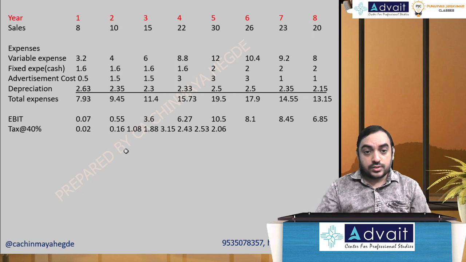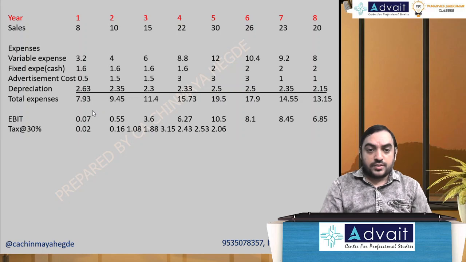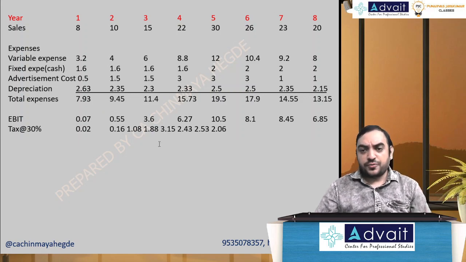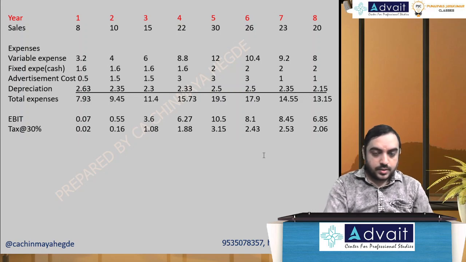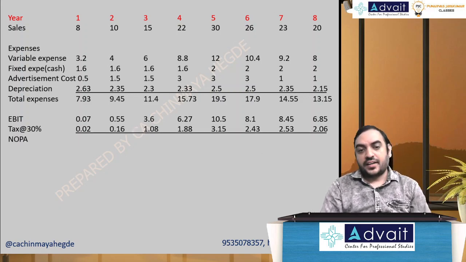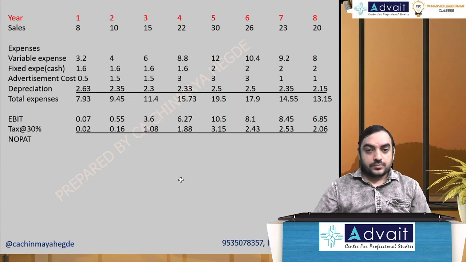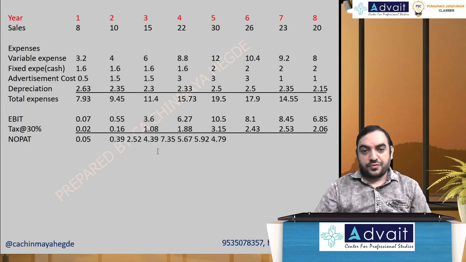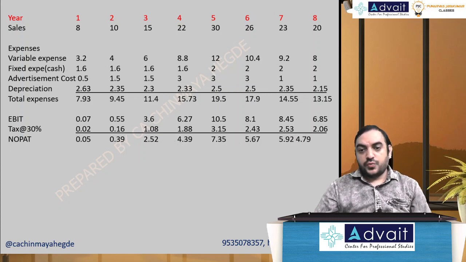Okay, so 30% tax, not 40%. 30%. So 0.07 into 0.3, 0.021. I'll take 0.02, rounding it off. So this will give me NOPAT, net operating profit after tax. If it were from the equity shareholders' point of view, I would have said PAT. You get 0.05, 0.39, 2.52, 4.39, 7.35, 5.67, 5.9, 4.79.